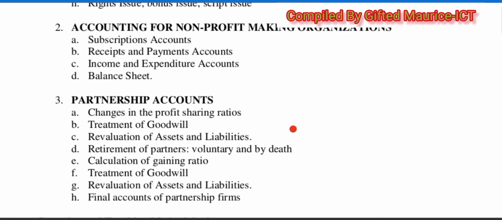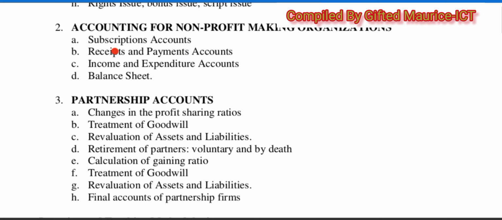And normally, subscription can either be annually, monthly, or whichever way the organization may decide. So when you join, we have the membership fee, and then we have annual subscriptions. So how then do you maintain the accounts of the annual subscriptions? That is why we have a subscriptions account.